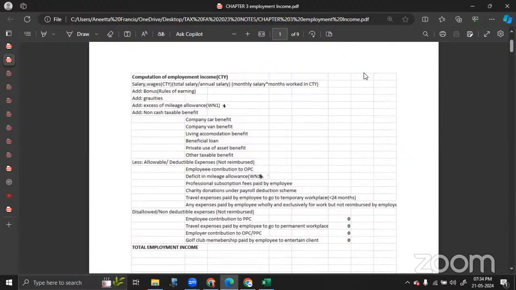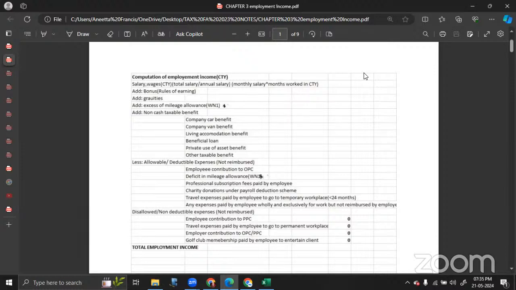So normally when you do an employment income computation, you have to start with salary or wages and make sure you take an annual value for it. So let's say they have only worked for a couple of months during the tax year, then you have to take that many months into the monthly salary. If an annual value is already given, please don't convert.